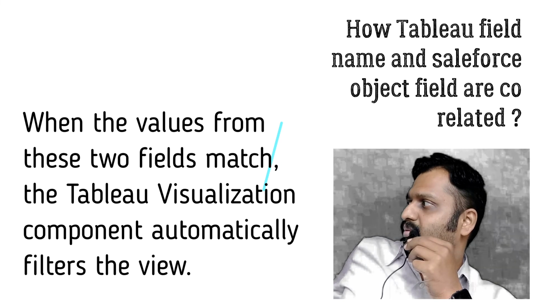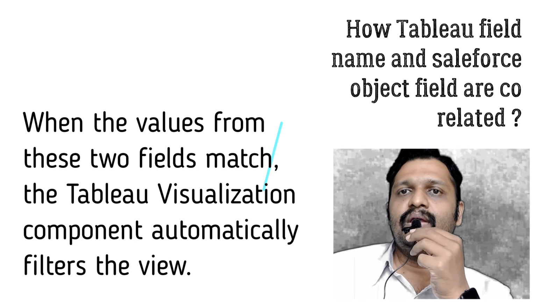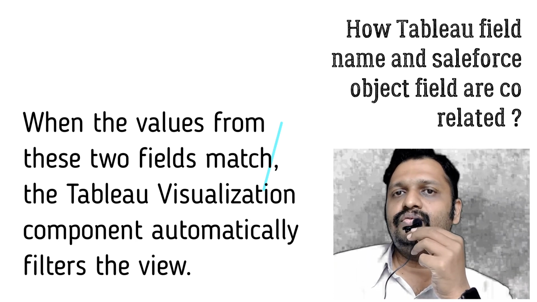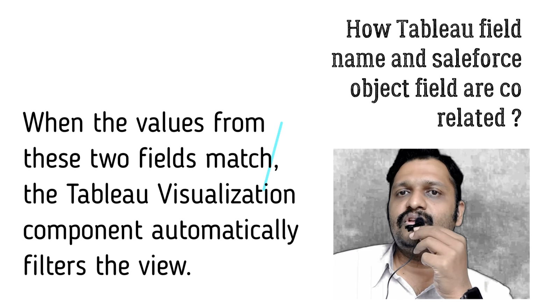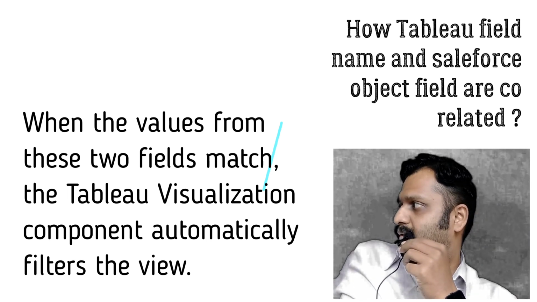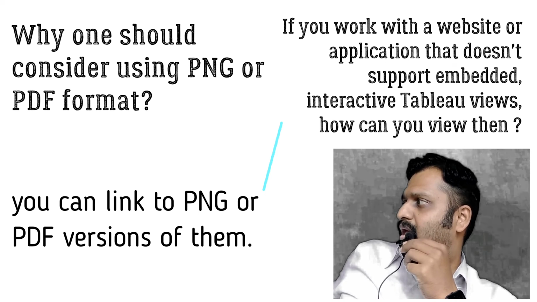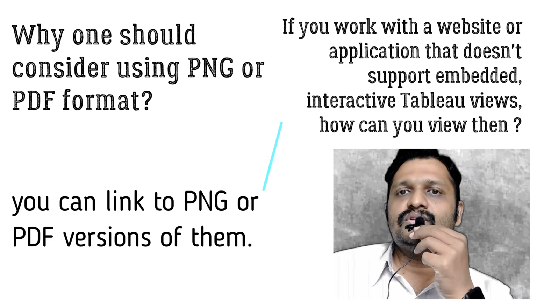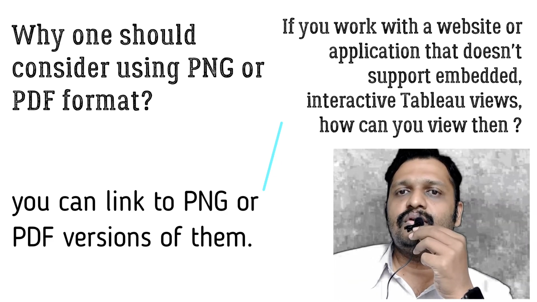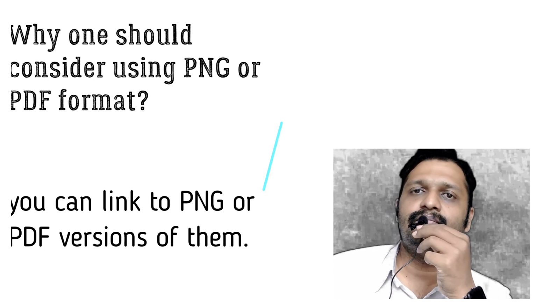How are Tableau field names and cells for object fields correlated? When the values from these two fields match, the Tableau visualization component automatically filters the view. Next question. If you work with a website or application that doesn't support embedded interactive Tableau views, how can you view them then? Why should one consider using PNG or PDF format? You can link PNG or PDF versions of them.